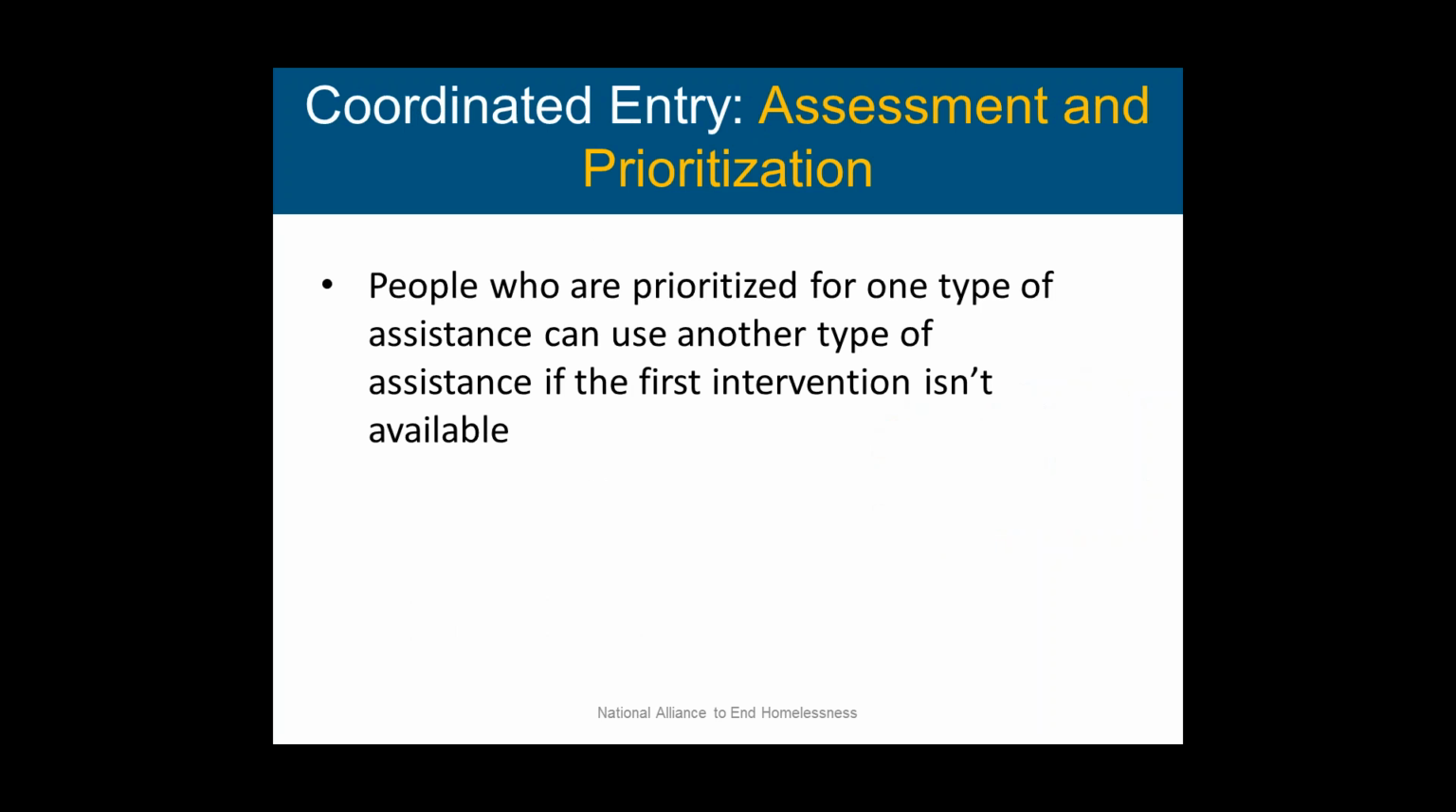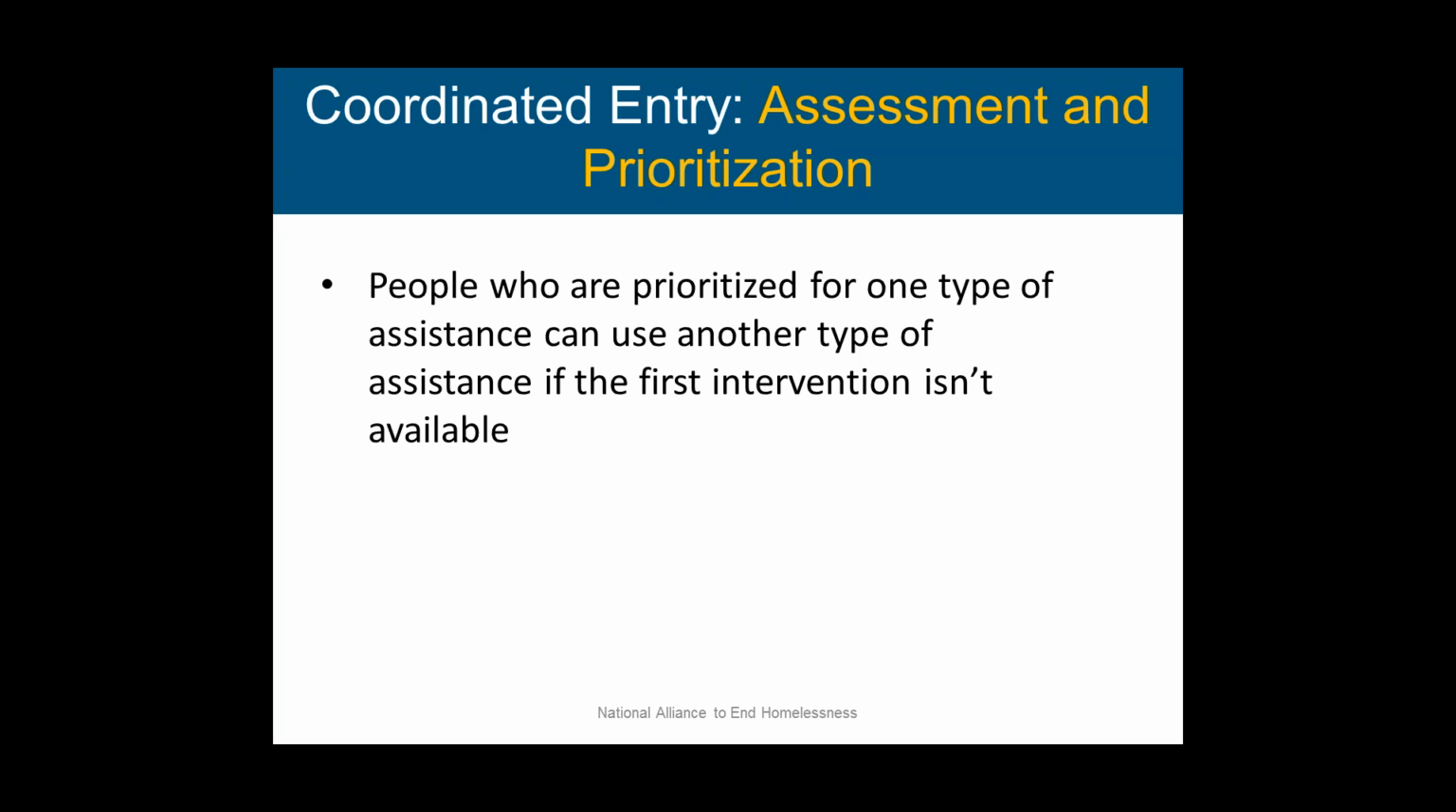And just remember, people who are prioritized for one type of assistance can use another type of assistance if the first intervention isn't available. And communities should really take care to ensure that this process doesn't allow people who are really vulnerable, who have more severe service needs, to get stuck in the system or in shelters or on streets because the right intervention wasn't available.